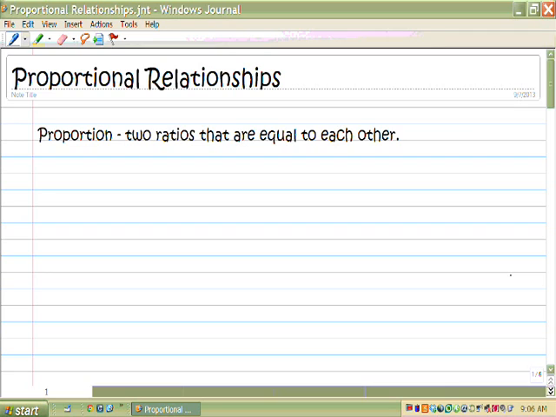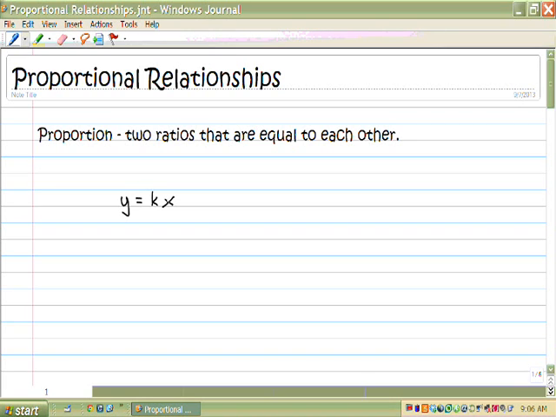All right, proportional relationships. First of all, I have to define what is a proportion. The best way to describe it that's non-mathy is to say it's two ratios that are equal to each other. Now, there is this thing called a proportion equation that you're going to have to get used to. I'm going to write this down. Do not freak out. y = kx.